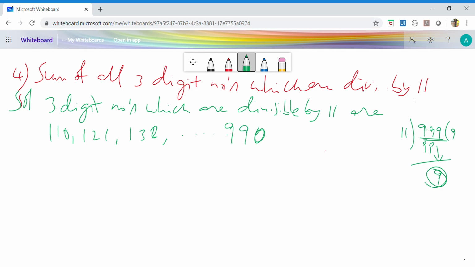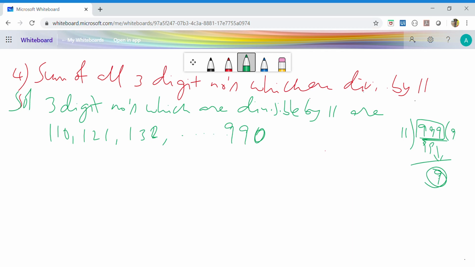The greatest 3-digit number is 999. You have to divide that by 11. Then whatever remainder you get, you subtract that remainder from that number, so that you will get the greatest 3-digit number which is divisible by 11. Okay.